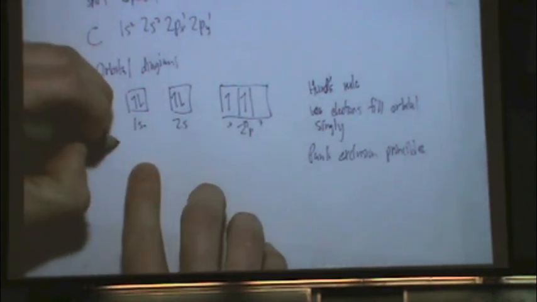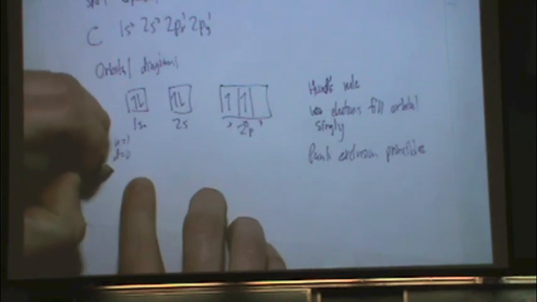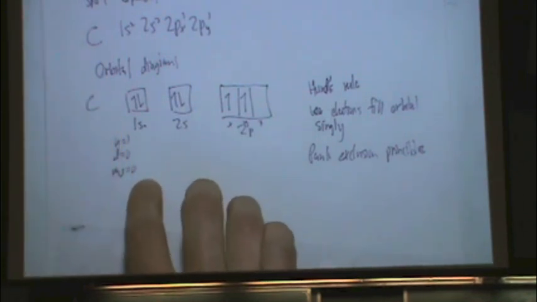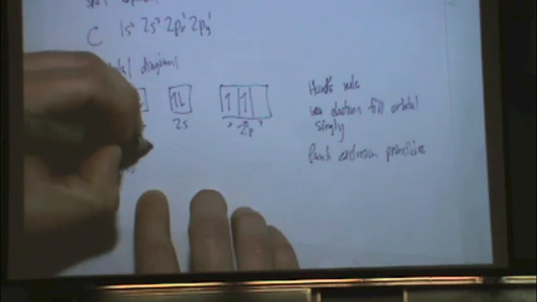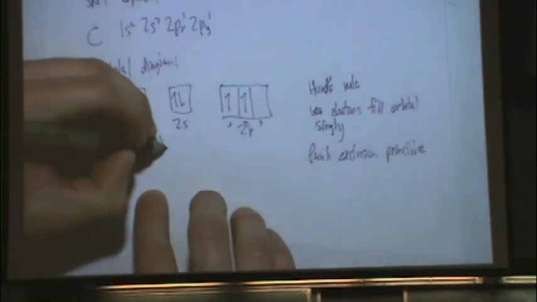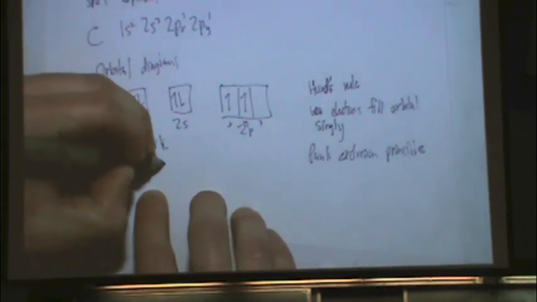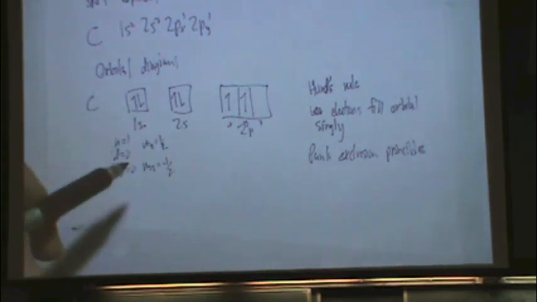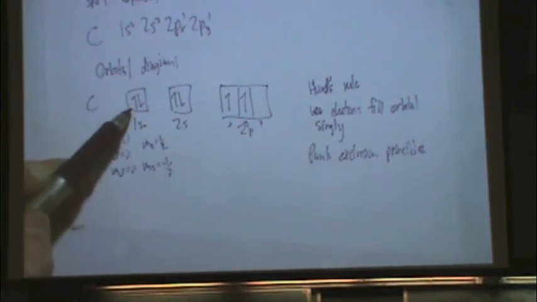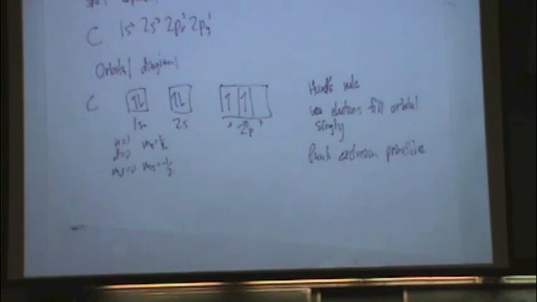Because otherwise, it's n equals 1, l equals 0, m sub l equals 0. So unless one of these is spin up and spin down, they're going to be the same. So one had m sub s positive 1/2, the other had m sub s negative 1/2. So you'll never see 2 spin up electrons in the same single orbital. So any questions on this?